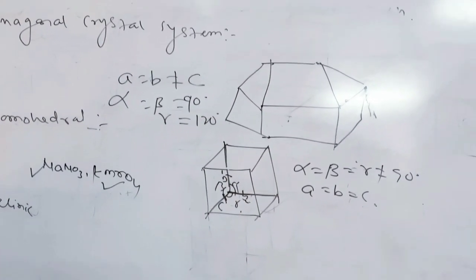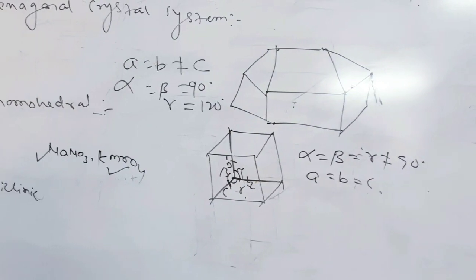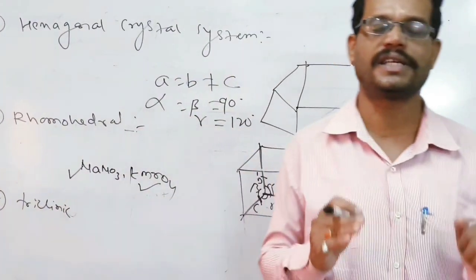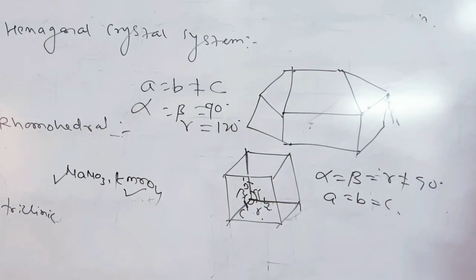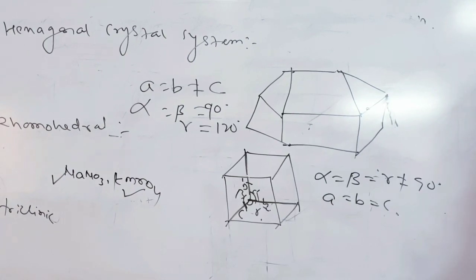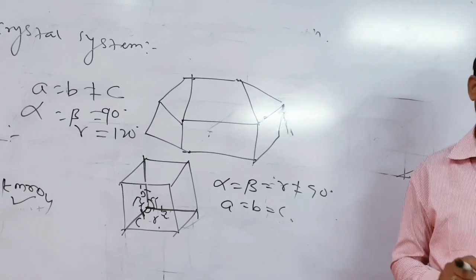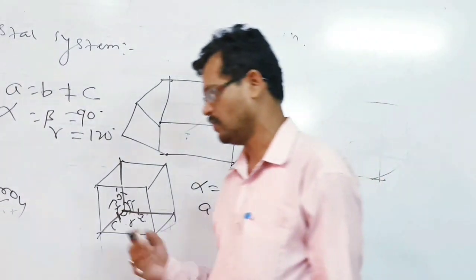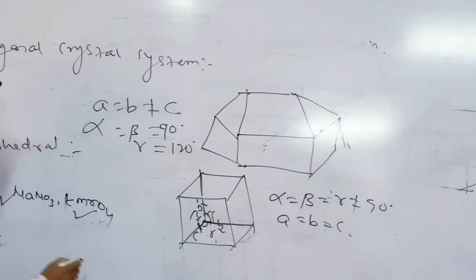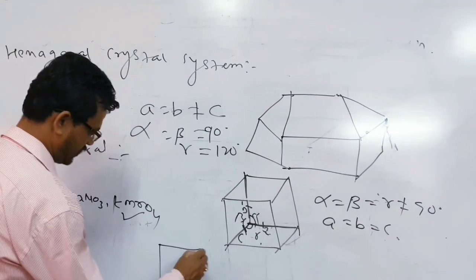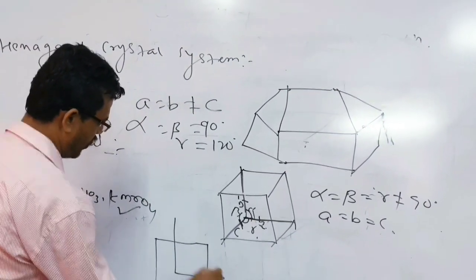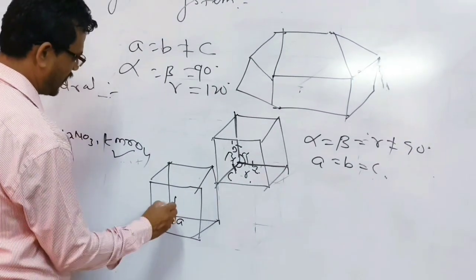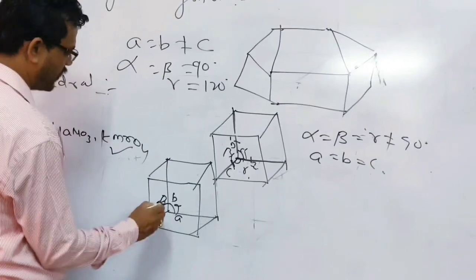Now let us look at the triclinic system. This is something different. It is the most atypical crystal system, because in this case no bond angle is a perfect 90 degrees, and no length is the same. That means all the lengths are different, and similarly all the angles are different. So in this triclinic system, you can see all the lengths A, B, C and all the angles alpha, beta, gamma.